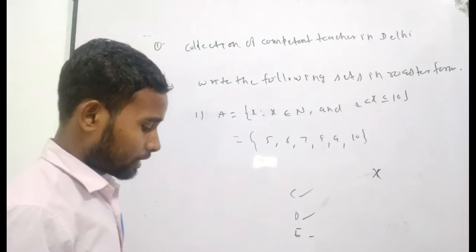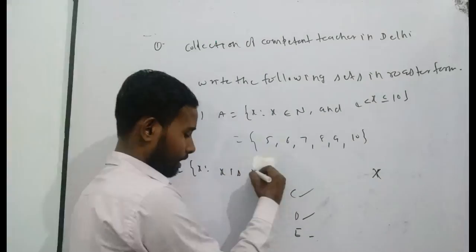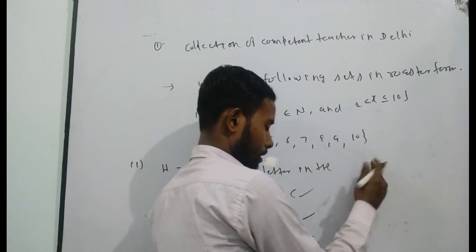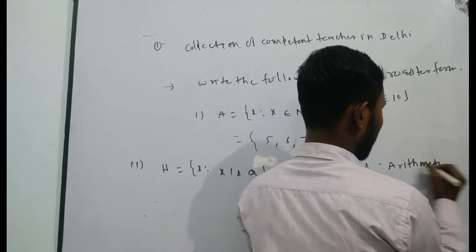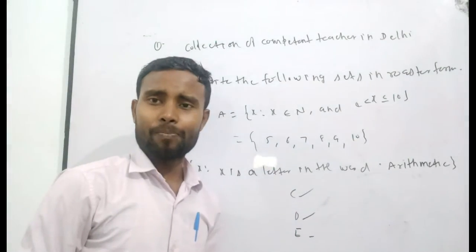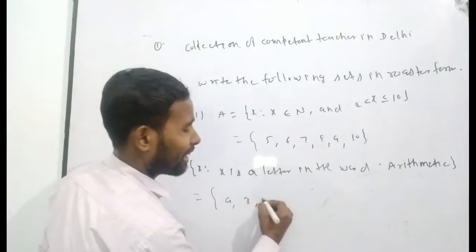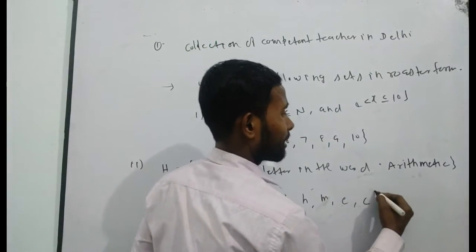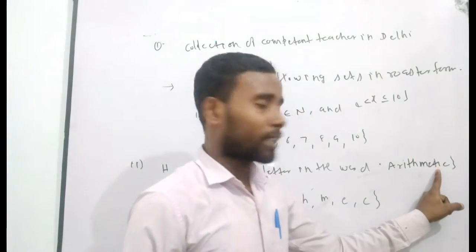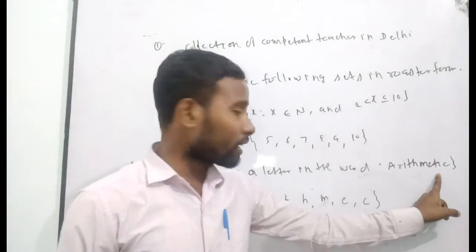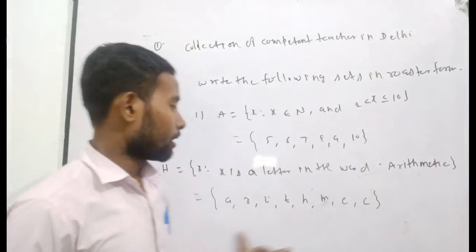Similarly, in the next question, the set H contains x, where x is a letter in the word "arithmetic". You have to collect all the letters present in this word. So you take the elements A, R, I, T, H, M, E, C. I have not taken T again, because as I already told you, in a set no element is repeated. Similarly A was already taken. And thereafter I take C. All these elements are listed.